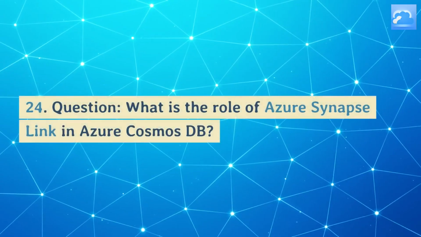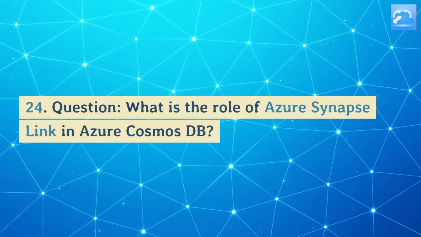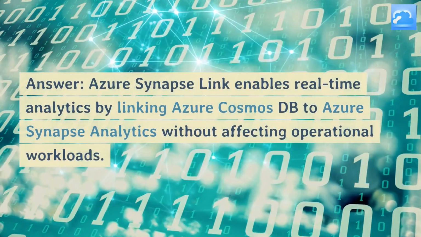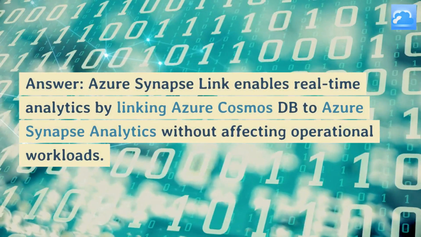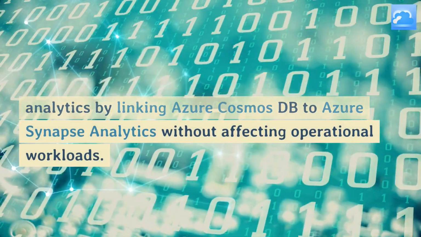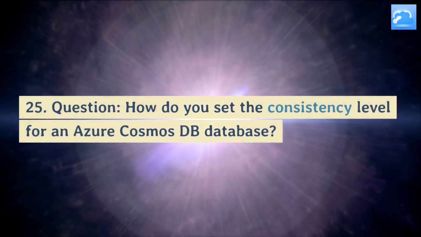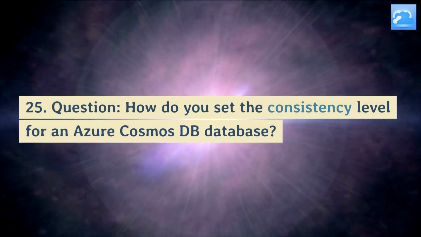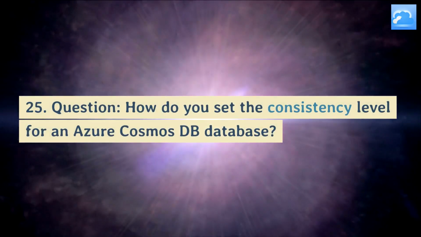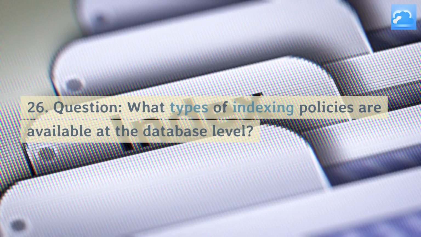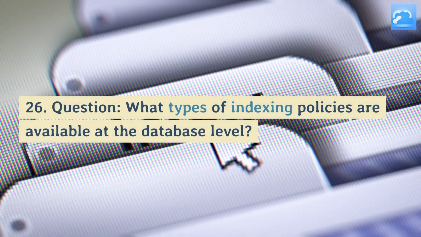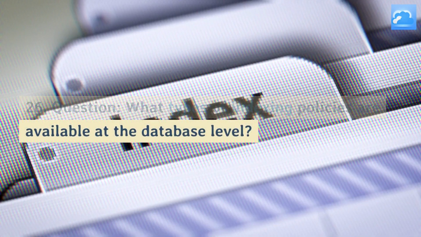24. Question: what is the role of Azure Synapse Link in Azure Cosmos DB? Answer: Azure Synapse Link enables real-time analytics by linking Azure Cosmos DB to Azure Synapse Analytics without affecting operational workloads. 25. Question: how do you set the consistency level for an Azure Cosmos DB database? Answer: consistency levels in Azure Cosmos DB can be configured at the account level and can be overridden on a per-request basis.